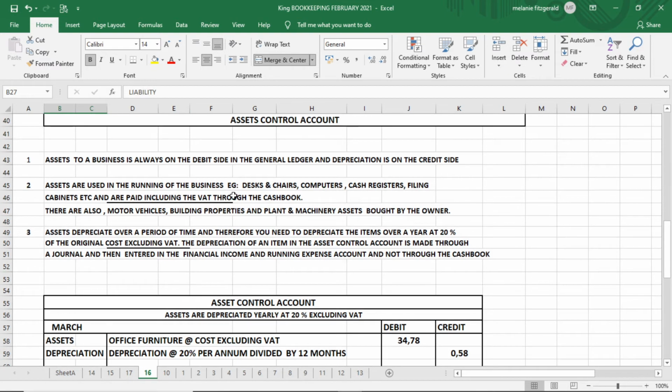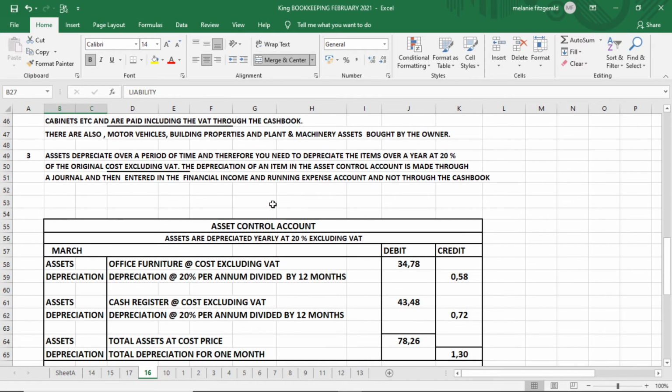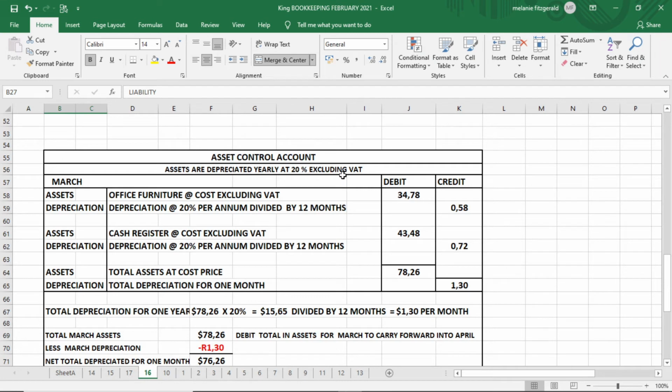So assets don't keep their value over a period of time. We buy chairs, tables for our business, and over time, they lose their value. So we need to account for that, and that's where the asset control account comes into it. Assets control account. Assets are depreciated yearly at 20% excluding VAT. All right, so we start.